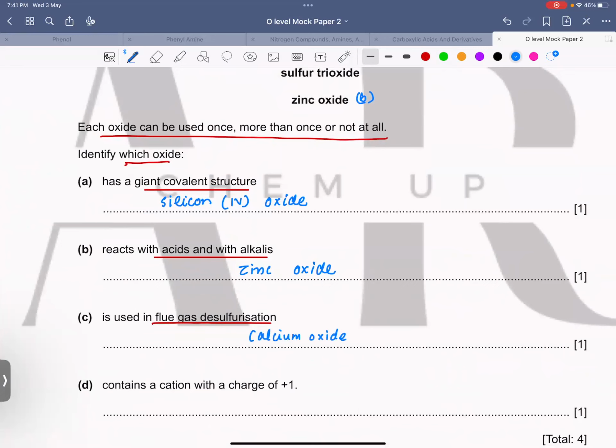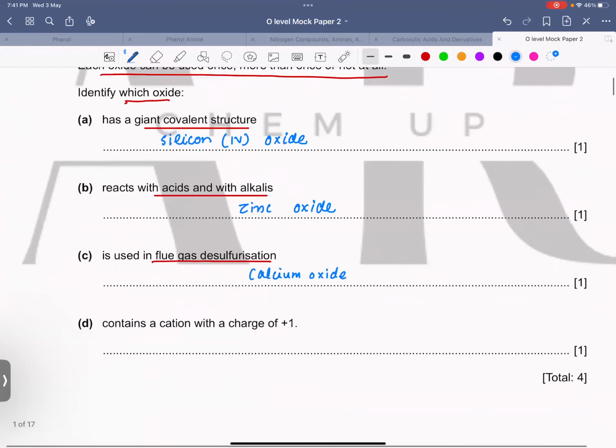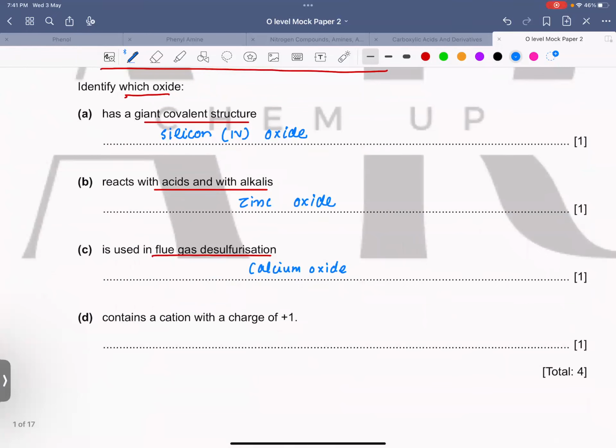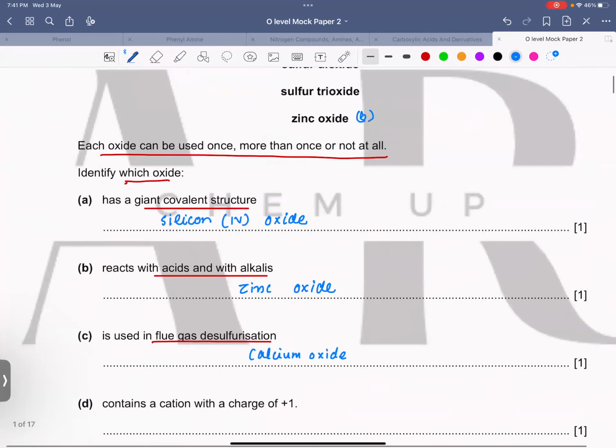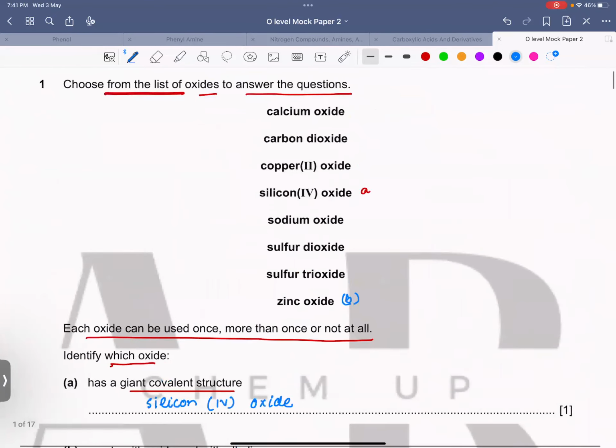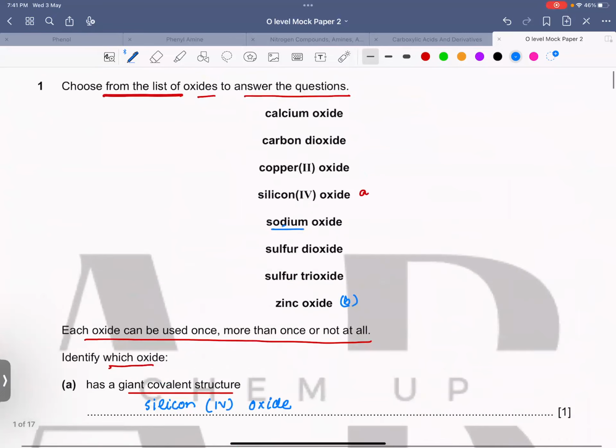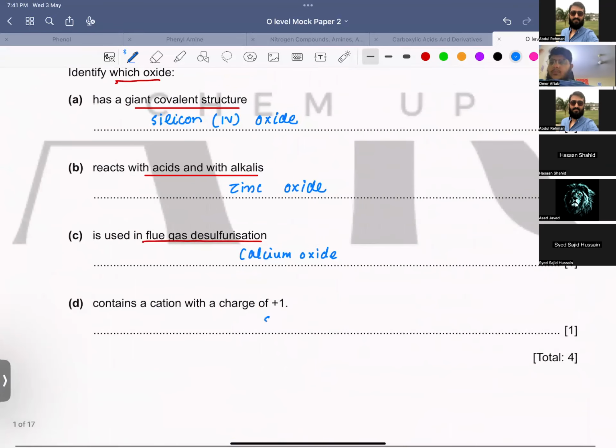Okay, so here we have calcium oxide. Then they are asking about the one oxide that contains a cation with a charge of +1. So group 1 elements have a charge of +1. So sodium, here it's sodium. So it's sodium oxide.